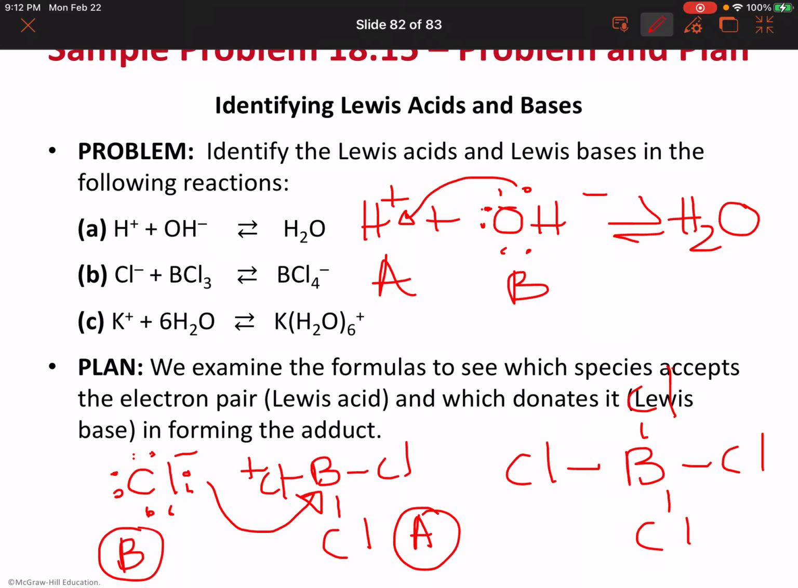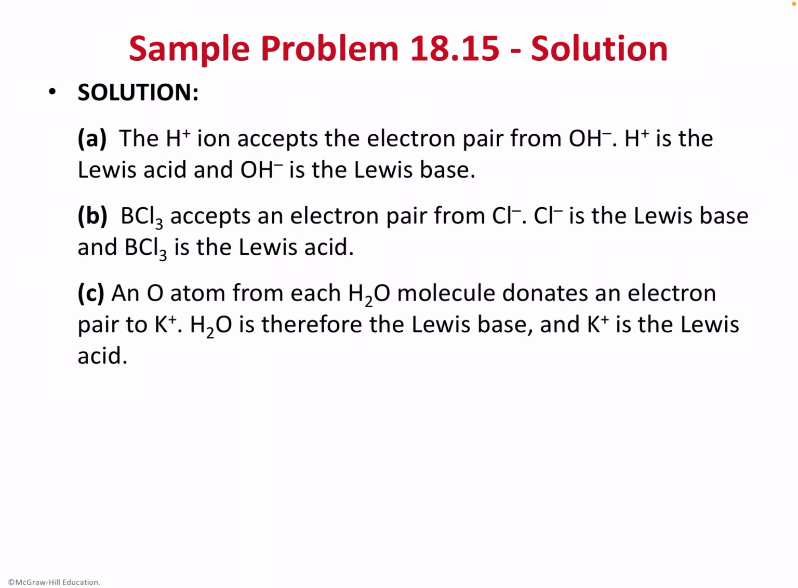And then the next one, you have K plus, potassium ions, and 6 water molecules. Now which one is the Lewis base here? Who has lone pairs of electrons, potassium or water? Water has lone pairs of electrons, right? And potassium ion, being positively charged, is electron deficient. So this is the Lewis acid and water is the Lewis base. Okay, the explanation is also here.